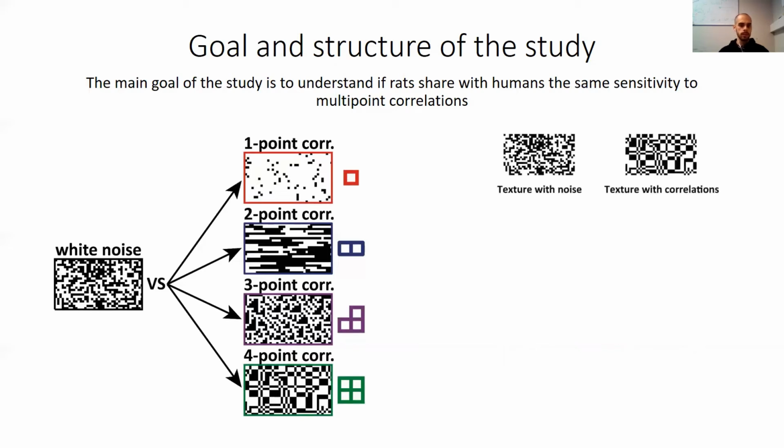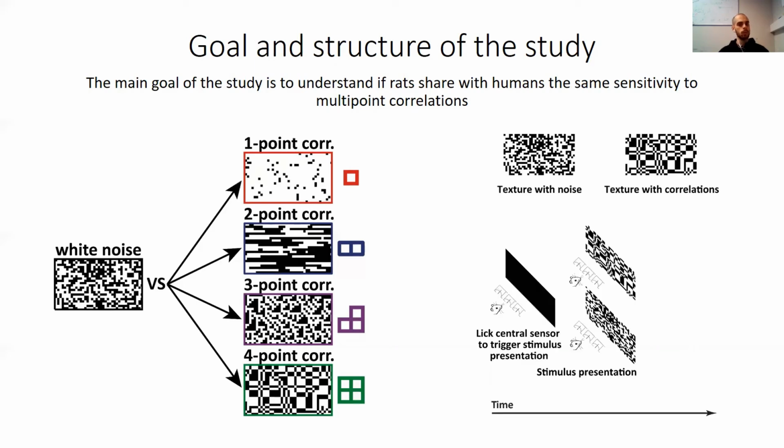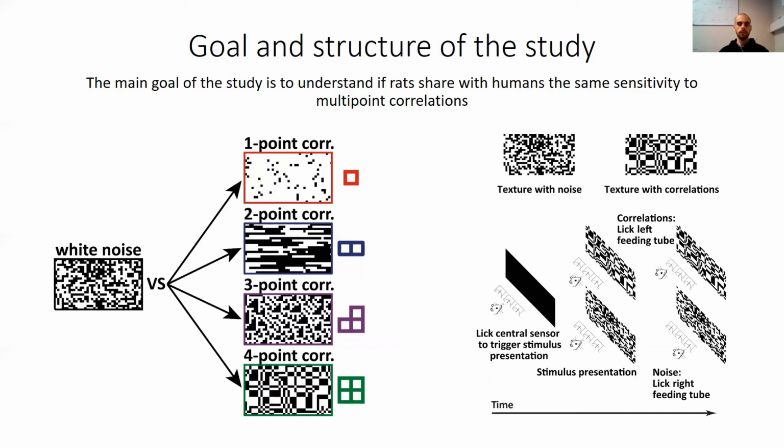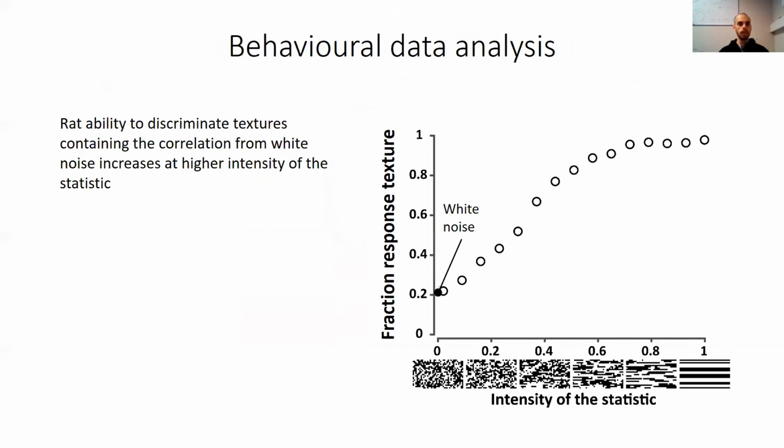For each of the statistics, we trained a group of animals in a discrimination task where they had to distinguish between textures containing the correlation and white noise pattern. Animals autonomously triggered the presentation of a stimulus and then had to click left or right, depending if they judged the texture as containing the correlation or only noise. Here, we have as an example the results obtained from one of the rats trained on 2-point correlations. As you can see, increasing the intensity of the statistic leads to an increase in the fraction of times the animal judged the texture as containing the statistic itself.